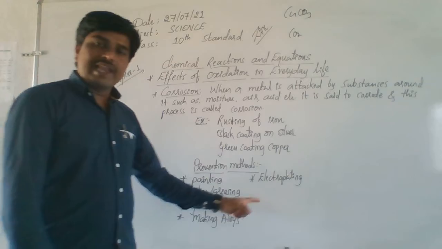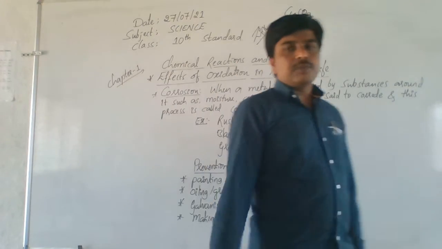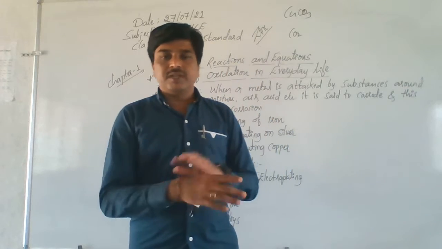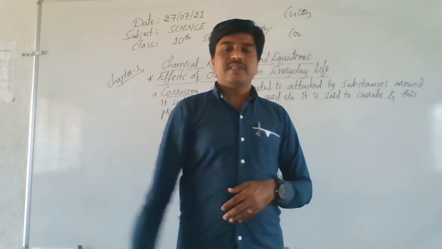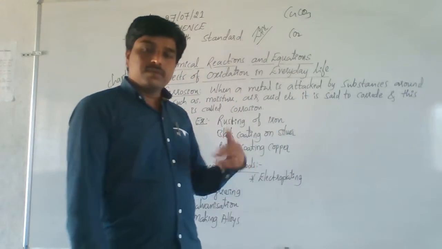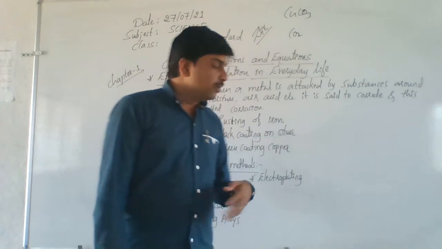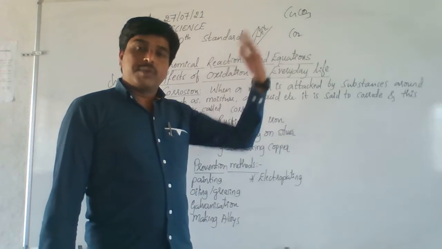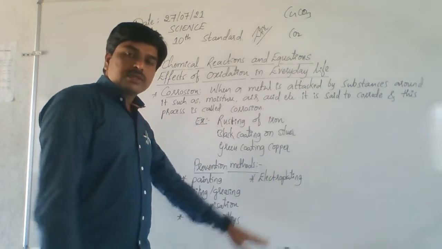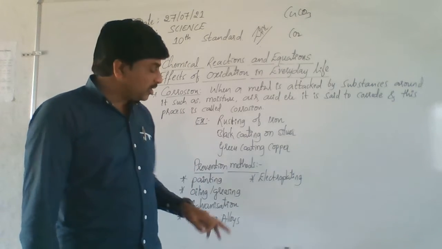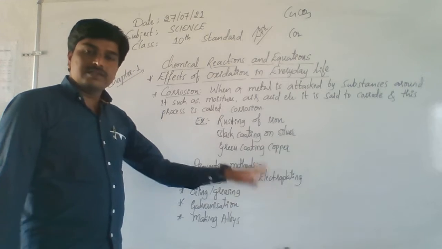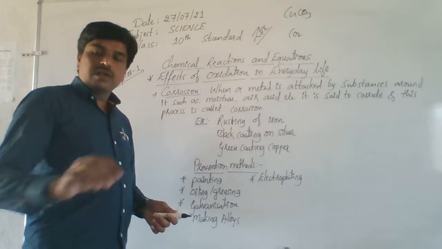The last one is electroplating. Electroplating means you can apply any desired metal coat on the base metal by using electricity. That process we call electroplating. It will come in the next chapter, the metals and non-metals chapter, where we will clearly discuss these prevention methods. You just know this. These are some prevention methods of corrosion of metals: painting, oiling or greasing, galvanization, making alloys, electroplating.